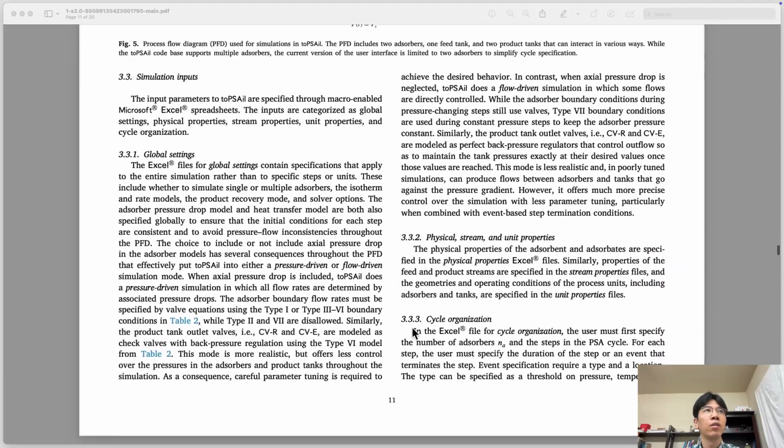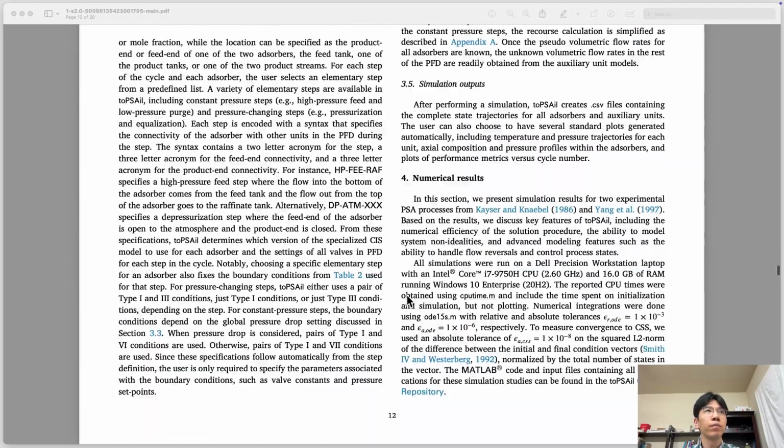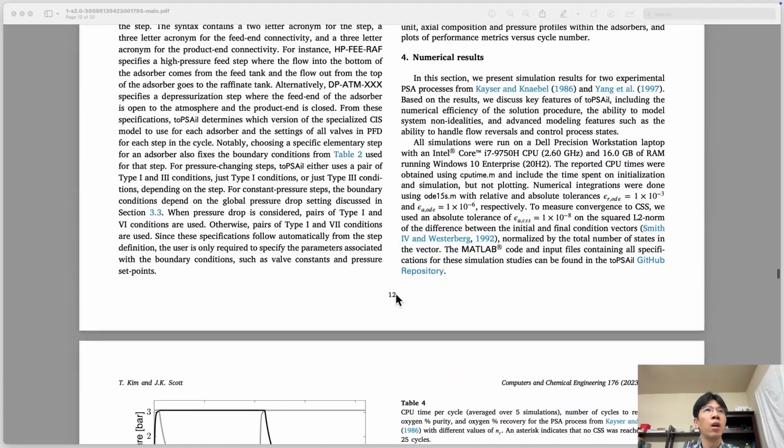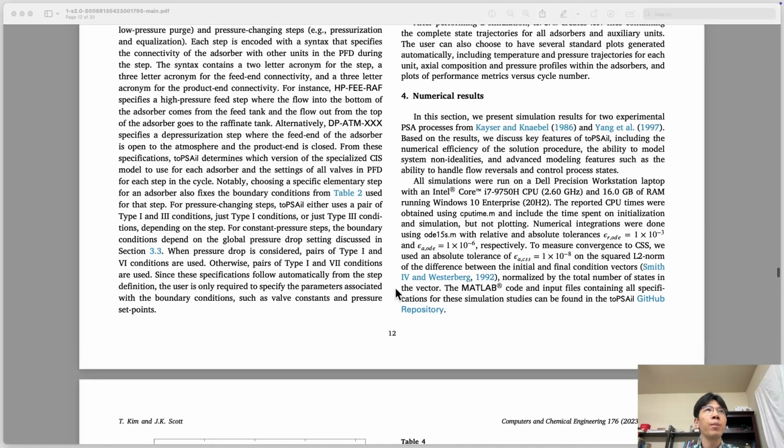Let's first delve into the numerical results. The first one, we looked into the paper from Kager and Neighbor, Dr. Neighbor from Ohio State University, and they studied the equilibrium theory for PSA. So assuming there's no mass transfer resistance, how can a PSA process perform? That was the main question that they were trying to answer, right?